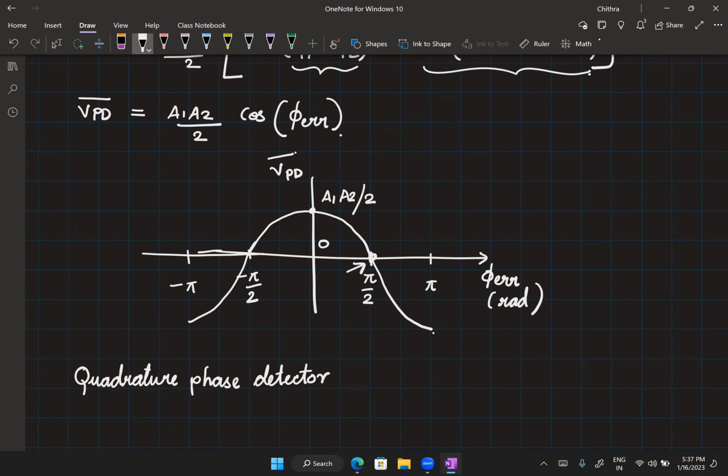Okay. So now, before I do that, let's say we have already locked to this point and there is some minor change in the phase error, right? Let's say the phase error became slightly lower than pi by 2, which means we are now here on the curve. So when the phase error is decreasing, my VPD average is increasing, and we will configure the rest of the loop such that for this relationship between VPD and phase error, you have a negative feedback. Okay. So now this brings me to the next point, which is the requirement of having a monotonic curve.